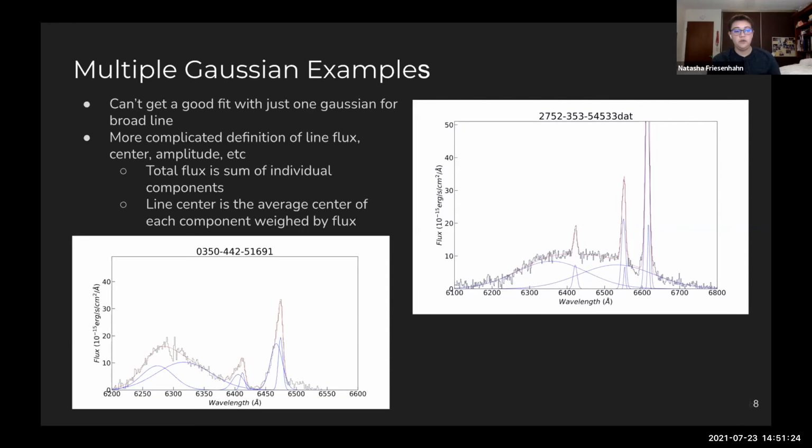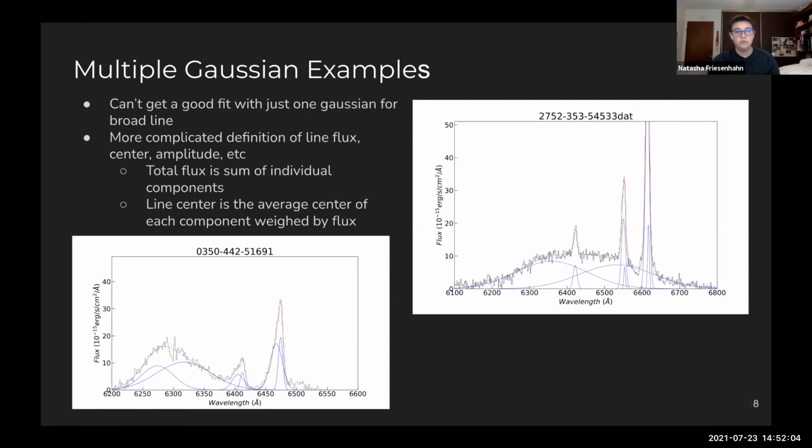With these cases that needed multiple Gaussian components, there was not a clear way to obtain the same line measurements as we did in the previous example. So the main things that we focused on measuring so far are the line center wavelengths and the total line flux, because those are used for the equivalent width. So the total line flux is just the sum of the flux for each of the individual components. And to calculate the line center wavelength, we took the flux weighted average of the line centers of each component. That way the center is more heavily influenced by the larger part of the total flux.